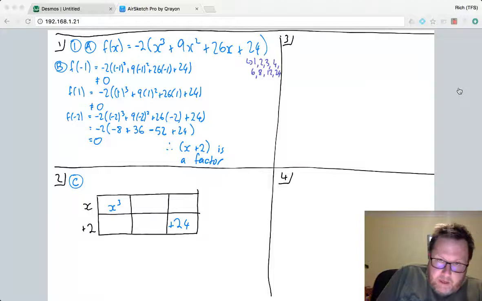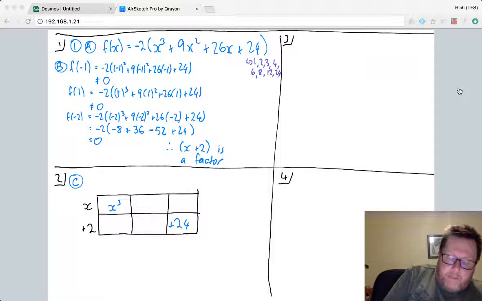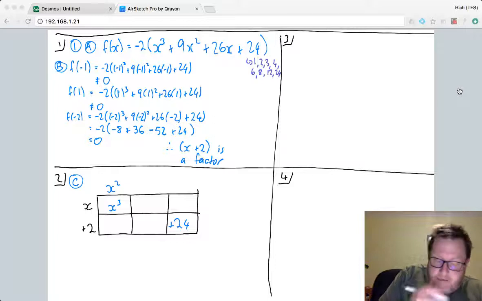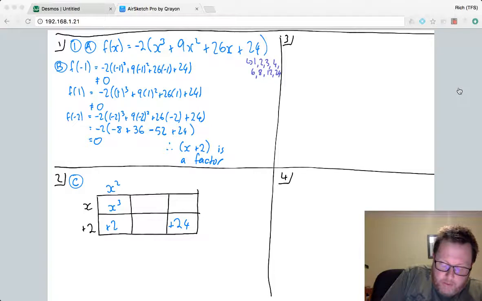Now, what I do is I fill out my box method, the rest of the stuff as we go along. So I go, x times what would give me x cubed? And the answer is x squared times x gives me x cubed. Then I multiply these 2 out to give me this box here. 2 times x squared is positive 2x squared. Now have a look at what I need. I need 9x squared. And so I've got 2x squared already. So I need to add another 7x squared. That gives me my 9x squared.